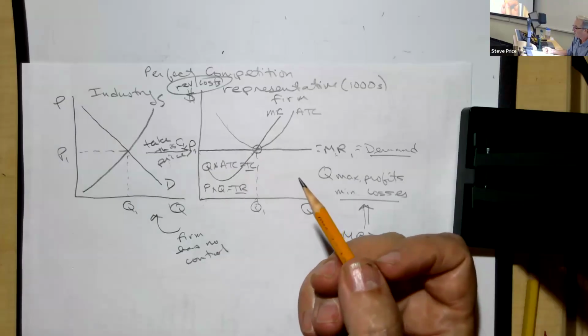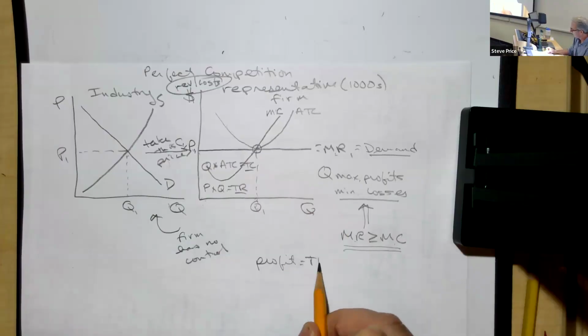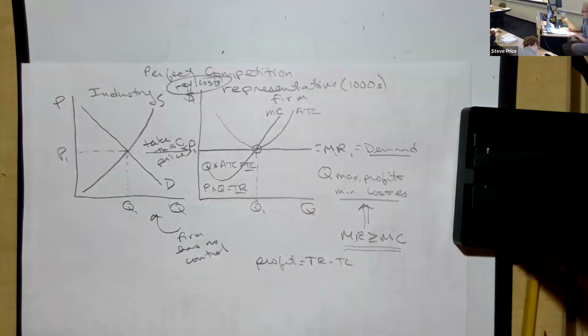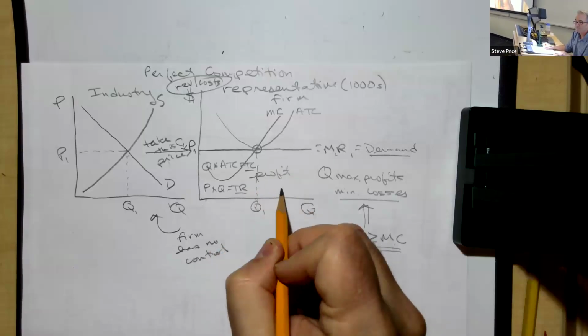What does that mean about your profit? Because profit, let's add this, profit equals total revenue minus total cost. And in this case, the profit is 0.